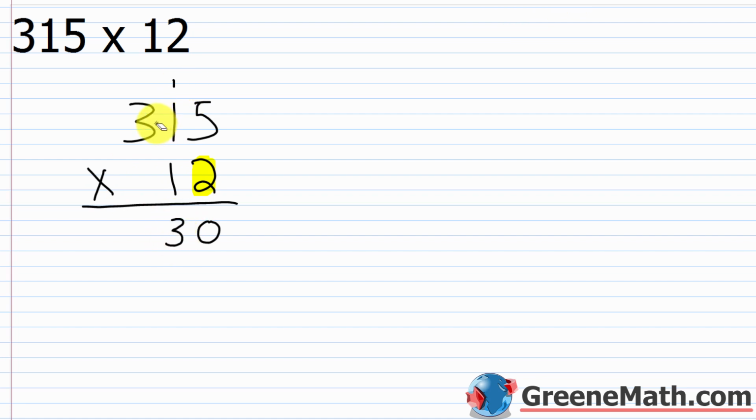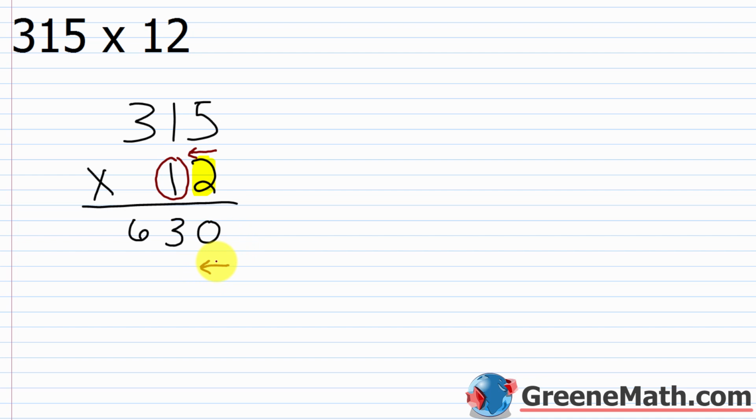Okay, working my way to the left. Now I have 2 times 3. 2 times 3 is 6. So the result here is 630. But I'm not done. I still have this other number over here to the left. And there's something that you have to do when that occurs. If you move to the left to multiply, you have to move to the left when you start your answer.